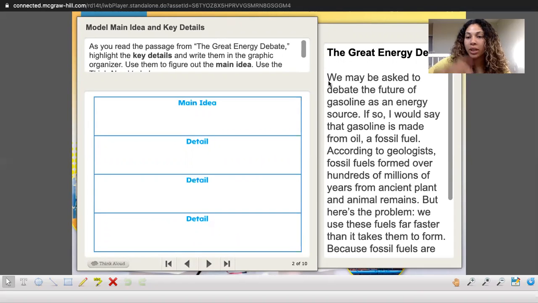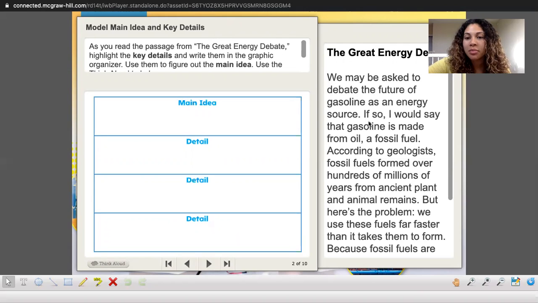So I'm going to read this passage out loud. As I'm reading, I want you to just think to yourself, what do you hear over and over and over again, right? So we're looking for those repeated ideas or words, phrases, anything like that.